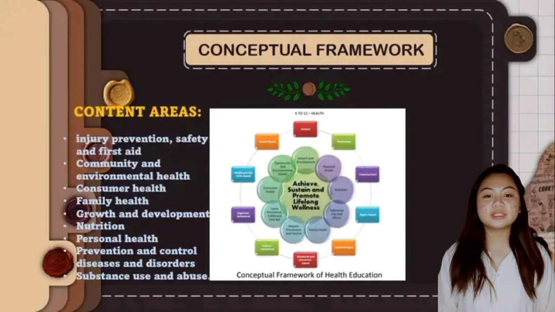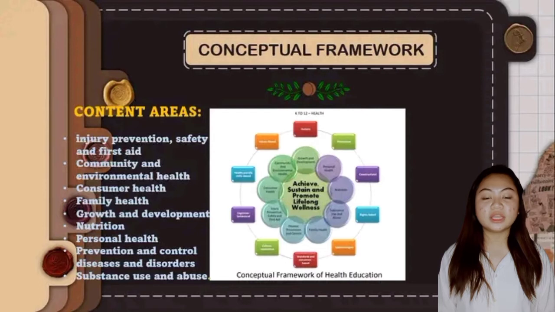Now, let's proceed to the conceptual framework of the health education. The K-12 health curriculum focuses on achieving, sustaining, and promoting lifelong wellness, as indicated in the inner circle or the center part of the framework. Outside of that circle are 9 smaller circles which indicate the topics that need to be taught in different grade levels in order to achieve the goals. These are the content areas, such as injury prevention, safety, and first aid.